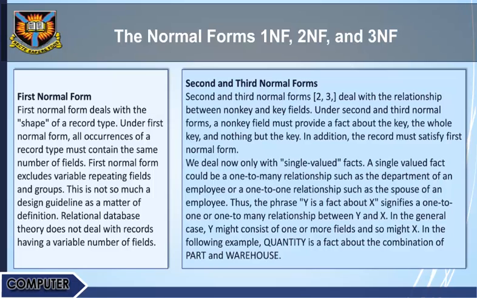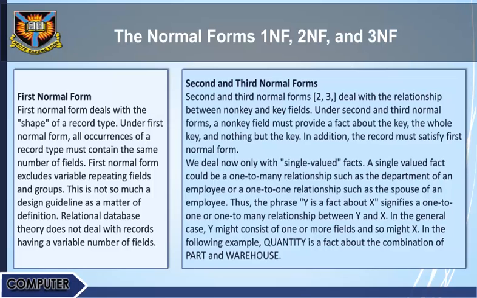Second and third normal forms, 2 and 3 in brackets, deal with the relationship between non-key and key fields. Under second and third normal forms, a non-key field must provide a fact about the key, the whole key, and nothing but the key. In addition, the record must satisfy first normal form.